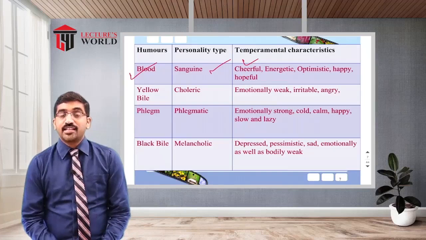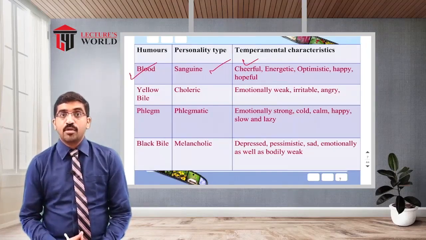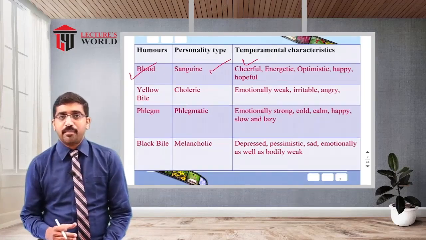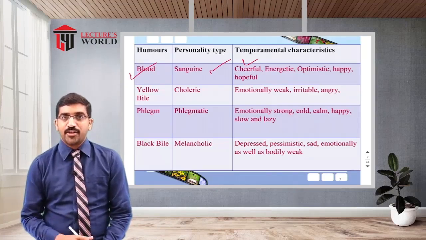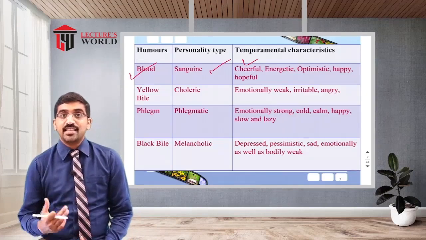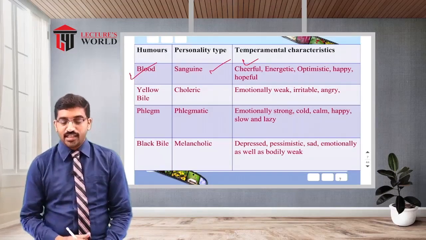You can remember by thinking of good examples from your classroom, your colleagues, your teachers, your parents, your family, anybody who is known to you. You can connect them and say this personality is in so-and-so person. It will be easy for you to remember the types of personality. This is just a hint for studying.